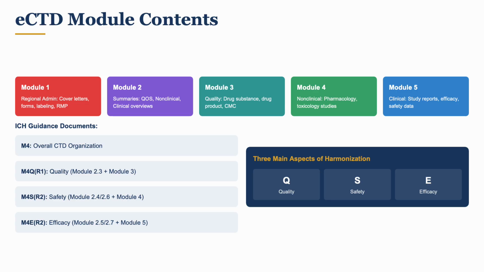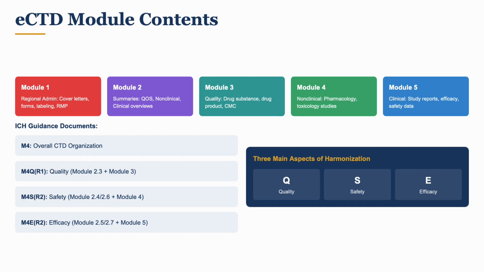Module 1 contains regional administrative information, cover letters, forms, proposed labeling, risk management plans. This varies by region. Module 2 contains summaries, the quality overall summary, QoS, non-clinical overview and summaries, clinical overview and summary. This is the module regulators often read first to understand the overall story. Module 3 is all about quality: drug substance information, drug product information, manufacturing processes, specifications, stability data. This is the CMC section.